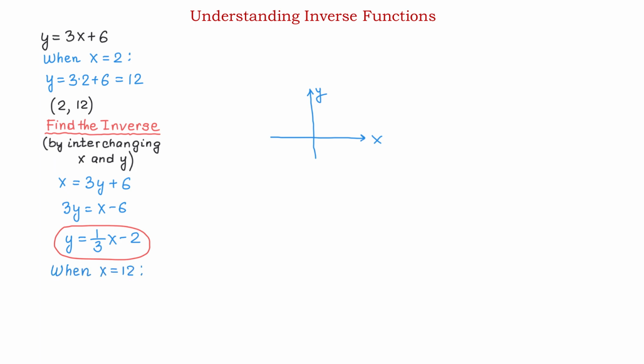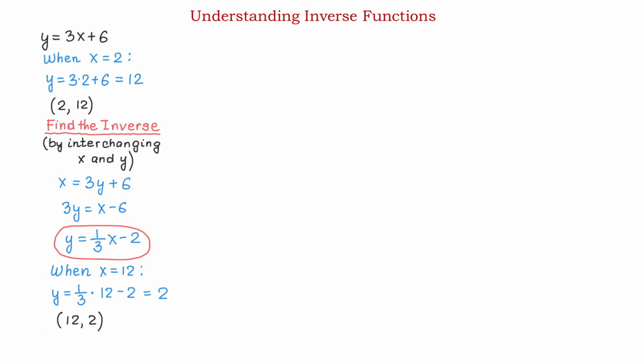So when x is 12, y equals 1/3 times 12 minus 2, and 1/3 times 12 is 4, and 4 minus 2 is 2. So now we can say that the point (12, 2) is a point on the graph of the inverse function. And now if we compare these 2 points, we see that the x and the y values are interchanged.